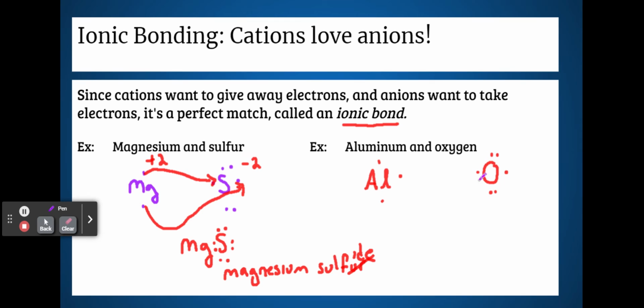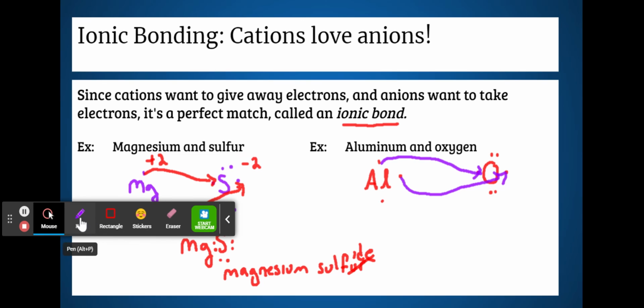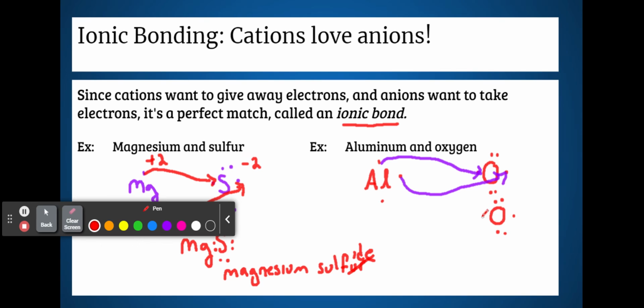So oxygen wants 2 more to make 8. So aluminum is going to give the oxygen 2, but now aluminum is kind of unhappy here because it has 1 left over. So another oxygen shows up, and since there's a large abundance of those in the universe, it's really easy to find one. Then I'm going to end up saying, all right, oxygen's going to take that 1 extra one from the aluminum. Now oxygen's unhappy.